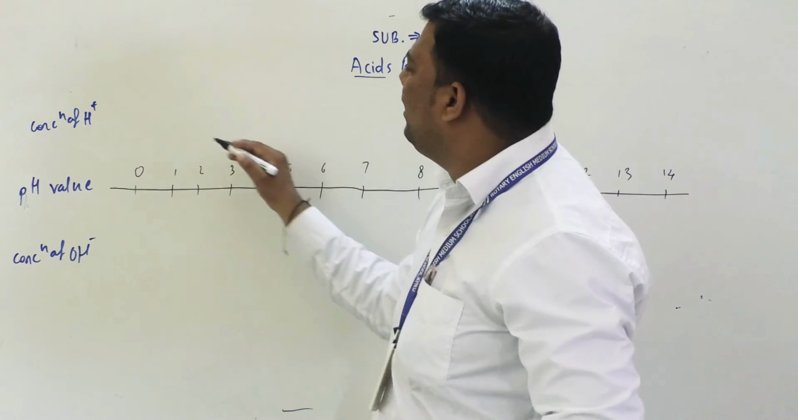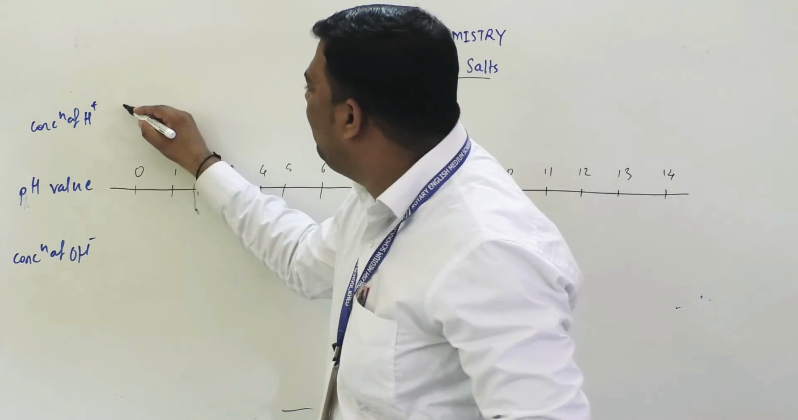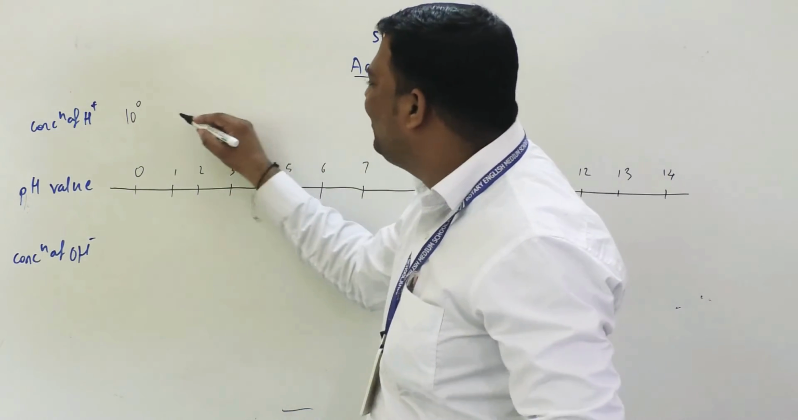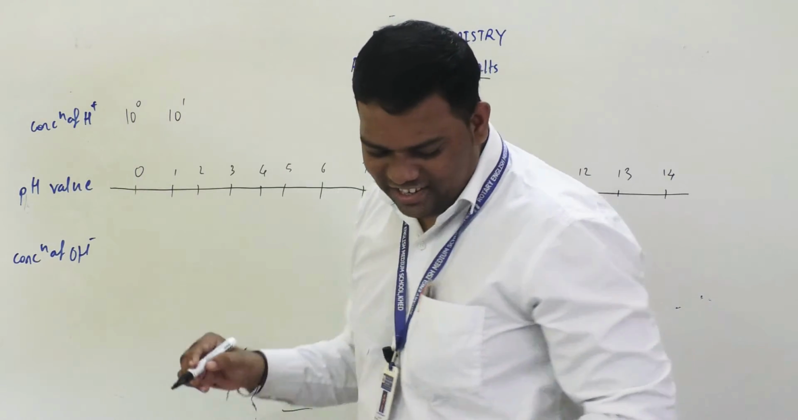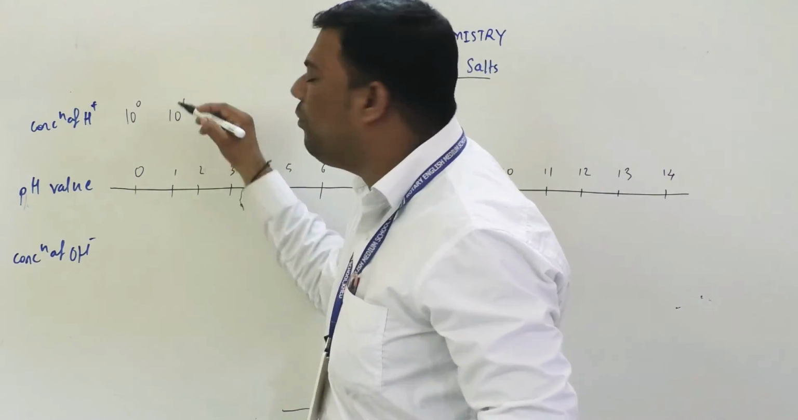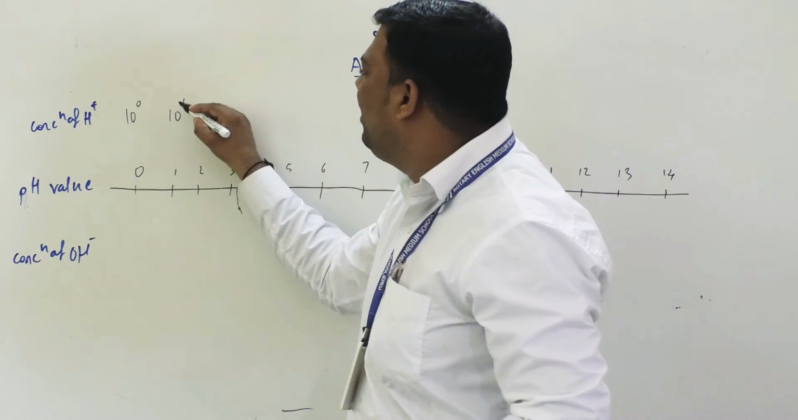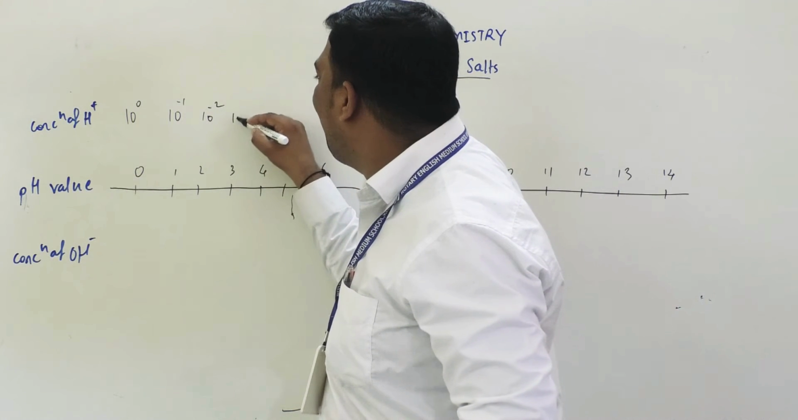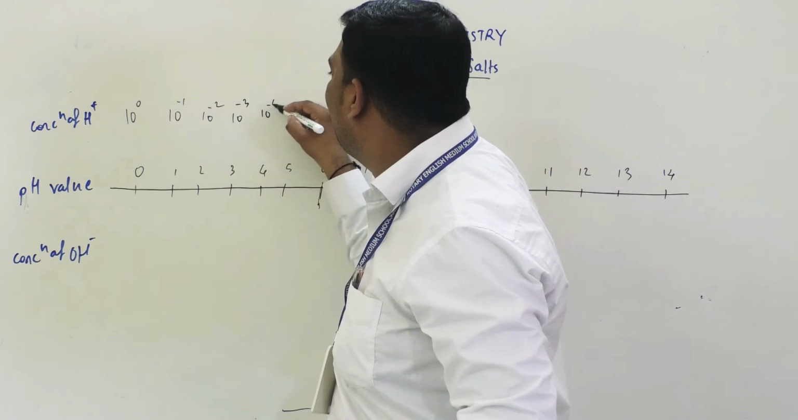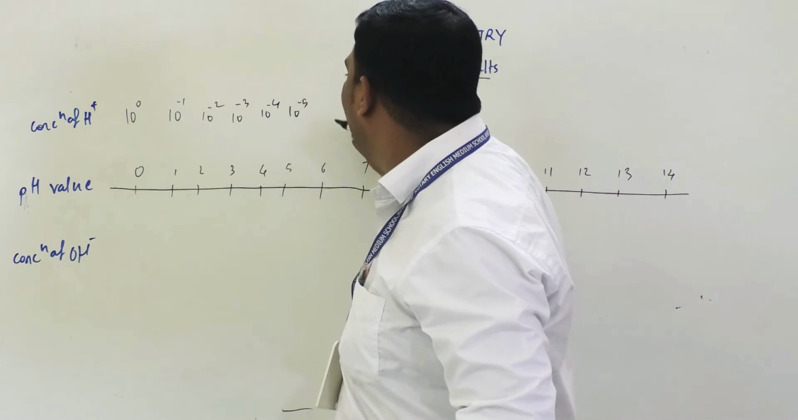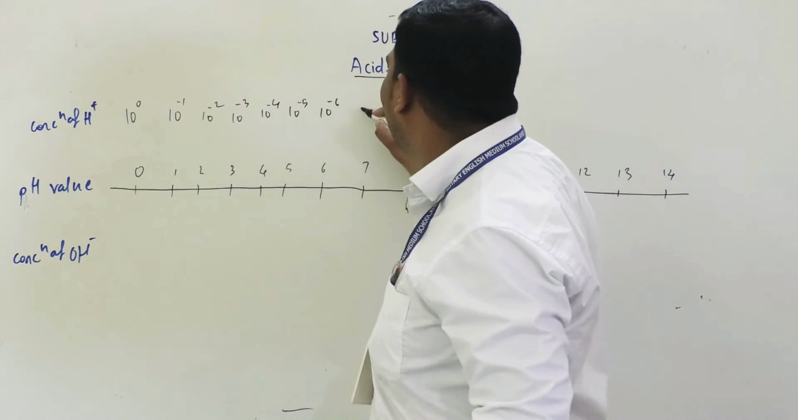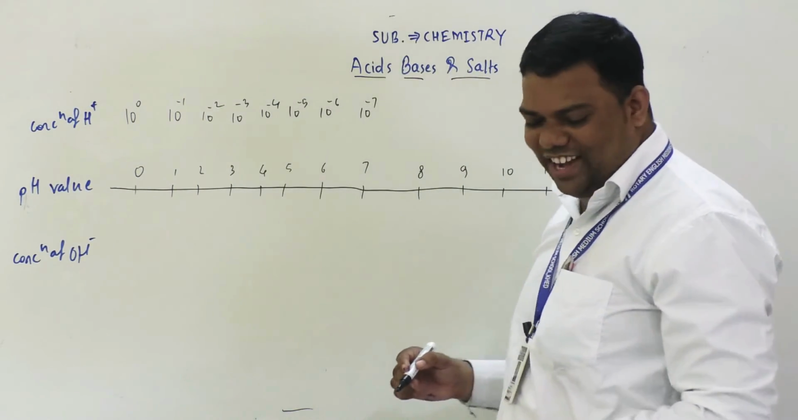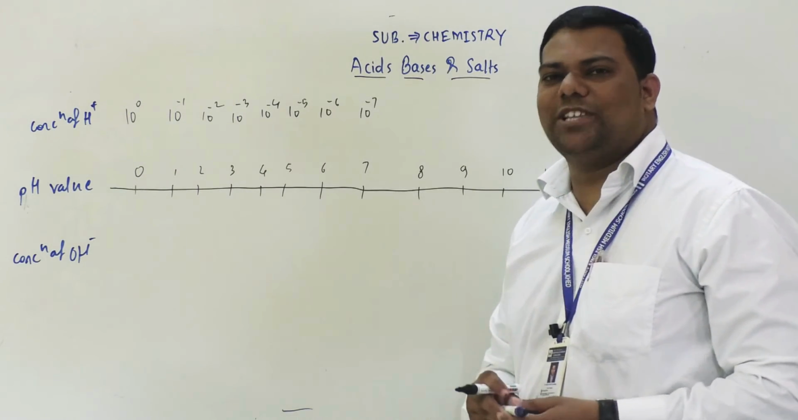See here, that also we will write here. The concentration in terms of 10 to the power: for pH 0 it is 10 to the power 0, here 10 to the power minus 1, because pH is the negative logarithm of the concentration of H plus ions. Then 10 to the power minus 2, minus 3, minus 4, minus 5, minus 6, minus 7. Because it is negative, pH is equal to the negative logarithm of the concentration of H plus ions.